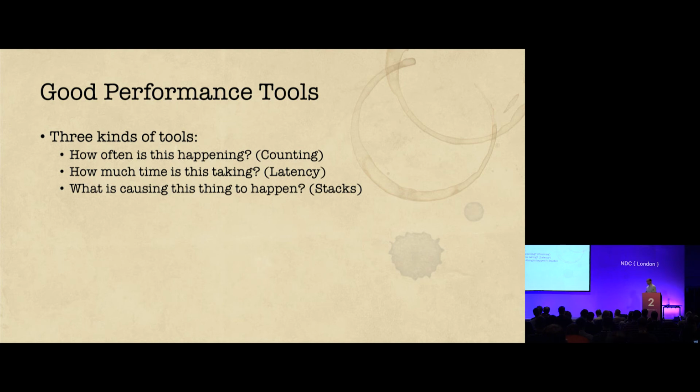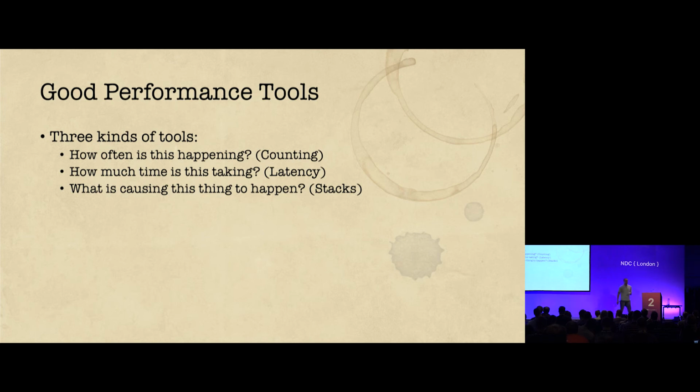The first is counting tools, which only tell you how often something is happening. These are usually the cheapest tools in terms of overhead. They don't have a lot of overhead, they're just counting something. So they're telling you the number of requests your application is able to process, or the number of packets sent over a particular network interface, that sort of thing.